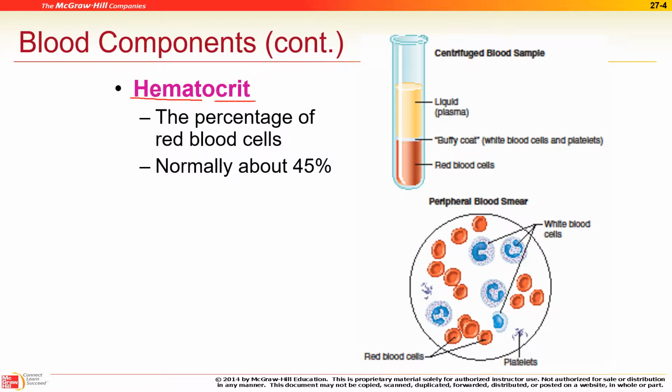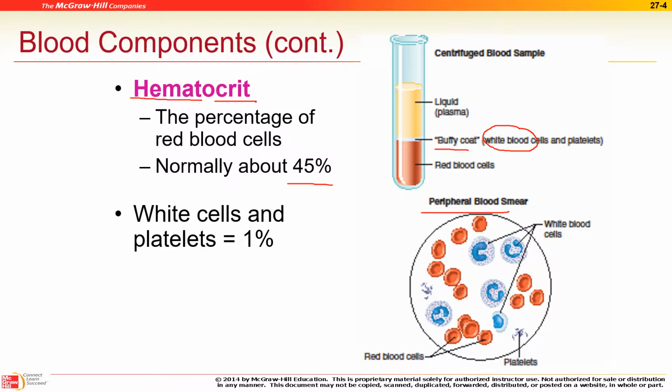Hemato is blood. Crit means to separate. So when you separate the liquid and the solids, you get about 45% solids. In between the liquid and the cells, you get this white coat, and they just named it by what it looks like. A lot of the white blood cells are there as well. You'll do your peripheral blood smear in one of your lab classes. You'll get a drop of blood, feather it out, stain it, and identify the different types of blood cells.